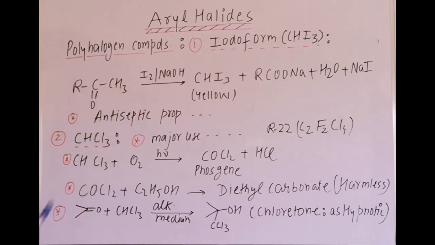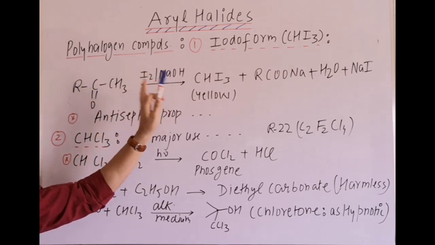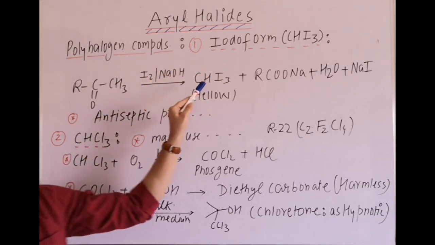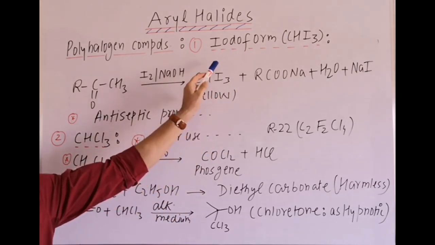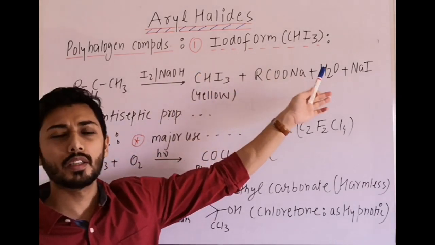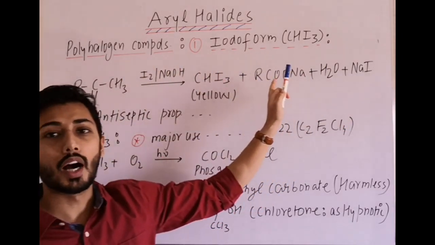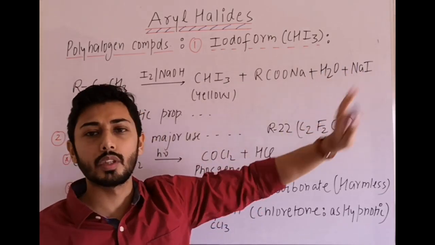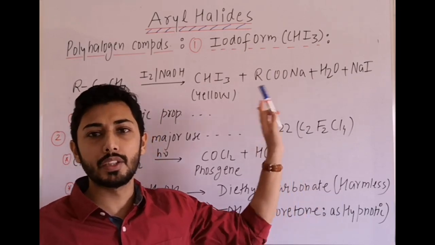In that we can take acetone, or any methyl ketone, with I2/NaOH. It is which reaction? Haloform reaction. And after this reaction we get CHI3, the yellow precipitate of iodoform, plus RCOO minus. I2/NaOH is a mild oxidizing agent, it oxidizes it finally to RCOO minus due to the haloform reaction, and these are the products. The important point for us here is the iodoform formation by this reaction.